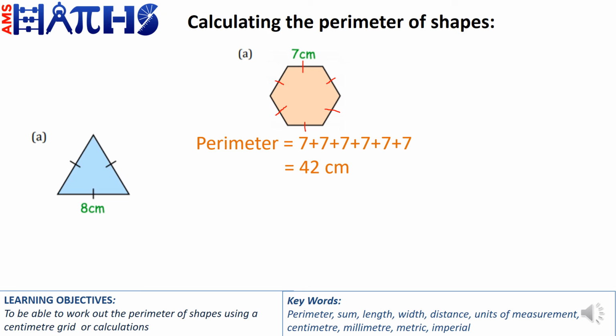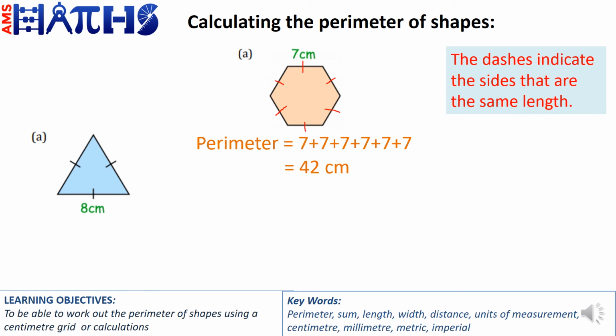Here we have a triangle where all 3 sides have been marked, indicating to us that all 3 sides are the same length, which means that the triangle is a regular shape. Now, what's the name given to a triangle where all 3 lengths are the same? It's an equilateral triangle. And so, since all 3 sides have the same length, when we calculate the perimeter, it will give us a total of 24 centimeters.